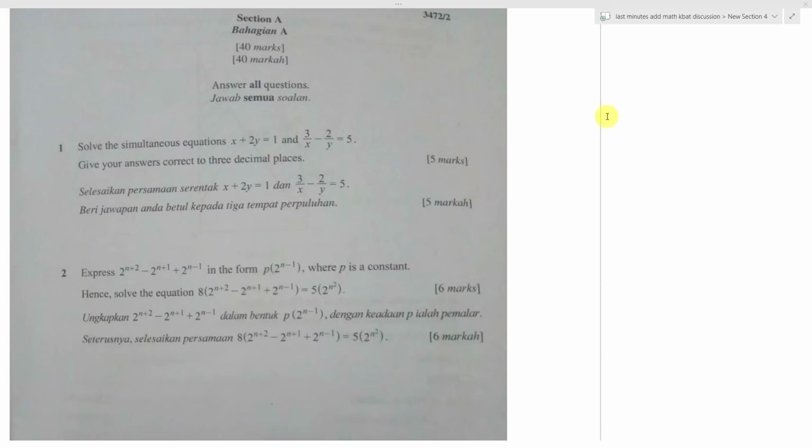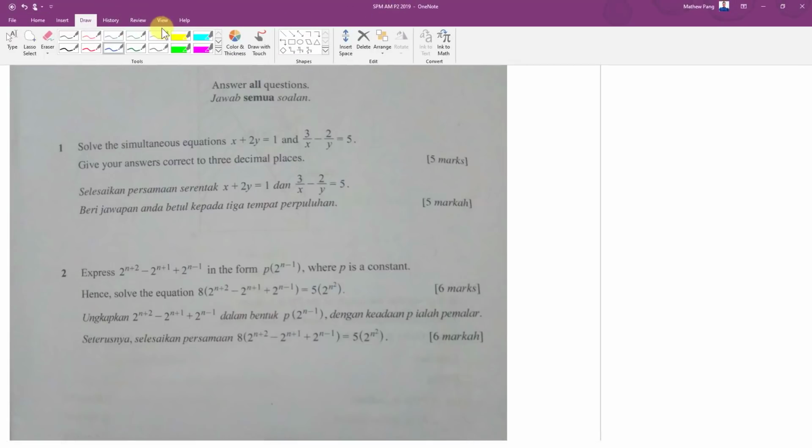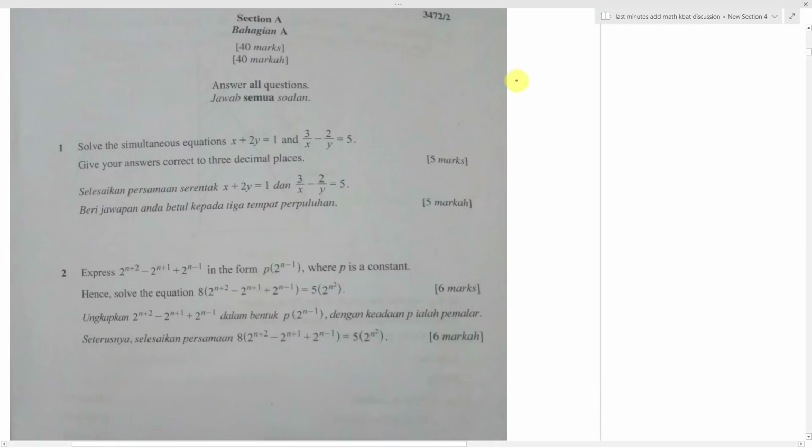So yeah, let's start from question number 1. Question number 1 actually is quite easy. Basically, it is a simultaneous equation, so nothing much to teach. I will just show you how to solve it. At first, we have x plus 2y equals 1, and then another equation will be 3 over x minus 2 over y equals 5.